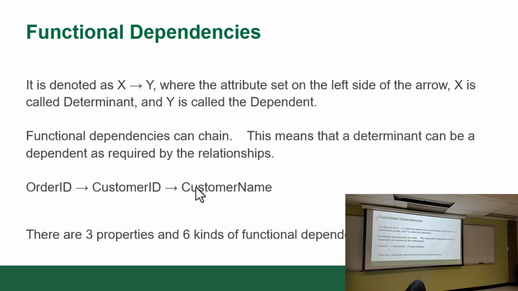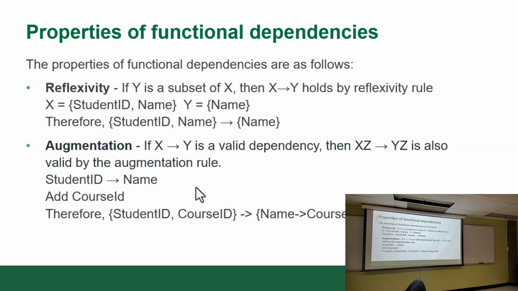So there are 3 properties and 6 kinds of dependencies. I'm going through them so you have the technical definitions, and then we'll get into the actual normalization part of this lecture. I've always debated whether I should keep these slides in or not, but it's good to know some of these definitions. All right, so the properties of functional dependencies are as follows.